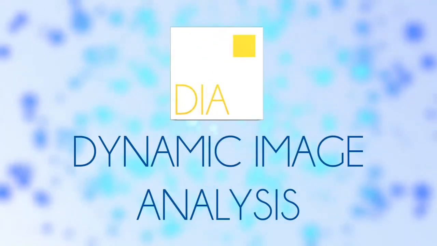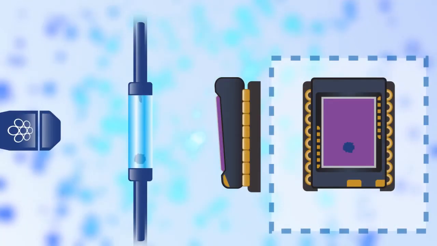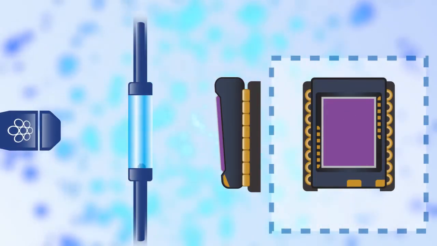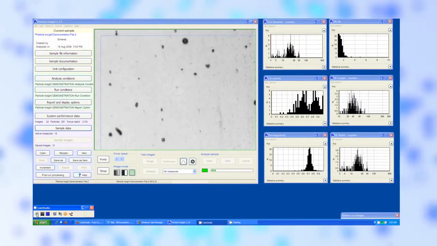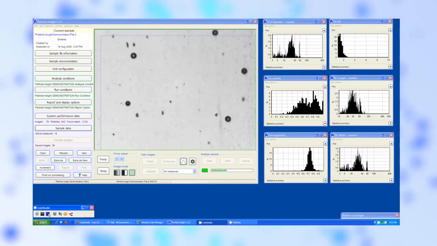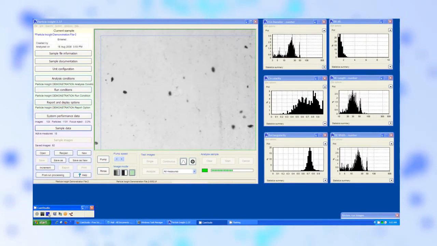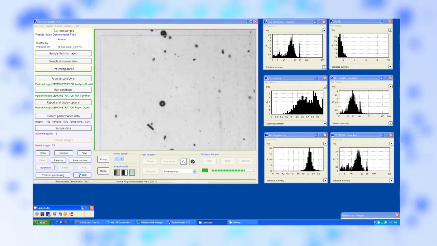Dynamic image analysis. Dynamic image analysis is a direct measurement technique that captures images of particles circulating in a liquid medium. Those images are then processed by highly specialized software that applies a vast library of factors to determine dimensions of the material and calculate size distributions based on those shape definitions.